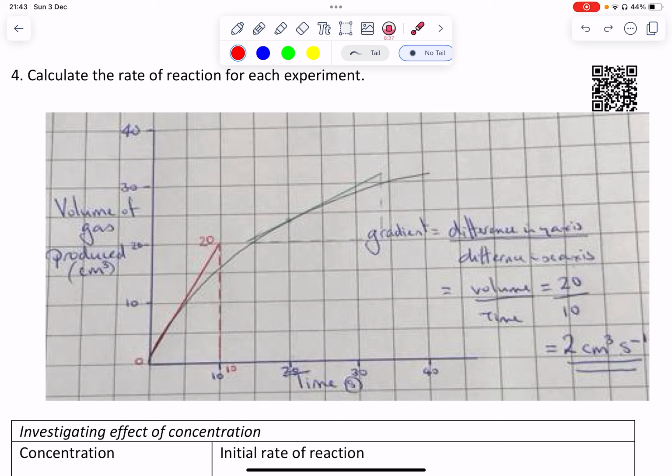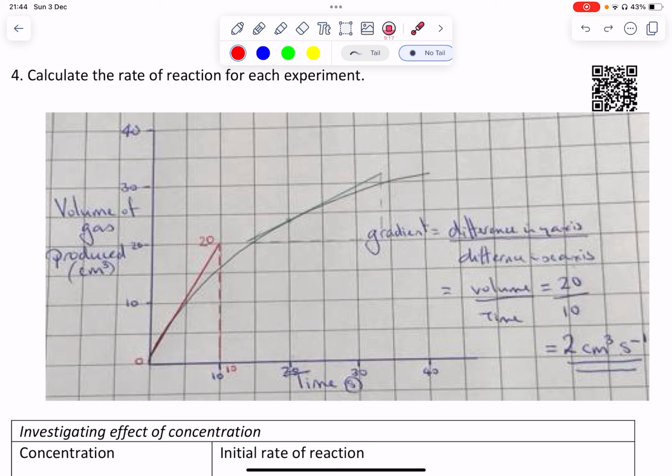And then what we have to do to find the gradient of this line, the gradient of this line is equal to the difference in the y-axis, so this is the y-axis, divided by the difference in the x-axis, this is the x-axis. So my y-axis is my volume, and my x-axis is time. So I can see here it goes from 0 to 20, so my volume difference, my y-axis difference is 20, and my x-axis goes from 0 to 10, so that's 10. Divide this out, I get an answer of 2, and this is 2 centimeters cubed per second.